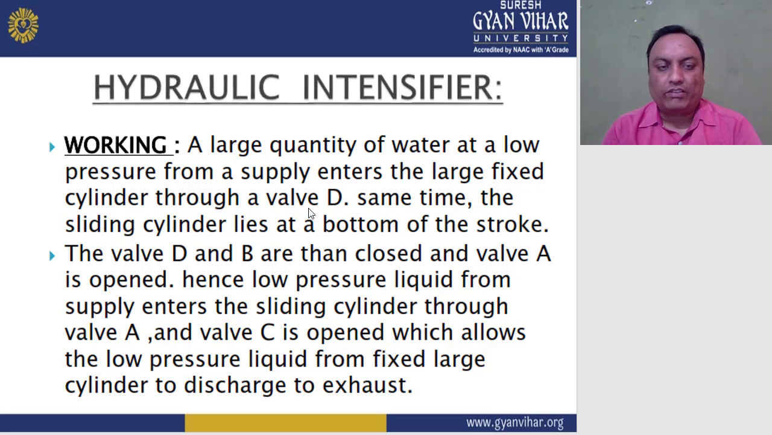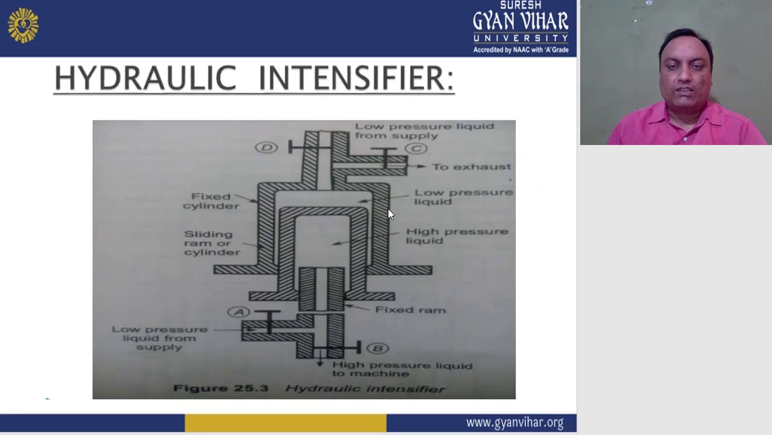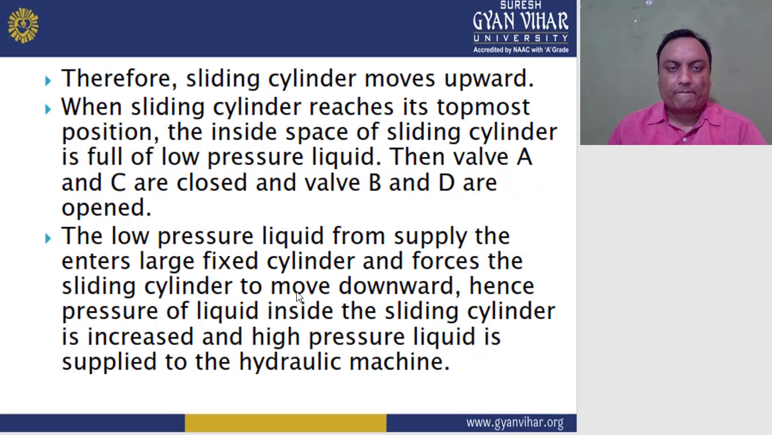Hence, low pressure liquid from the supply enters the sliding cylinder through valve A, and valve C is opened, which allows the low pressure liquid from the fixed large cylinder to discharge to the exhaust. Therefore, the sliding cylinder moves upward. When the sliding cylinder reaches its topmost position, the inside space of the sliding cylinder is full of low pressure liquid.